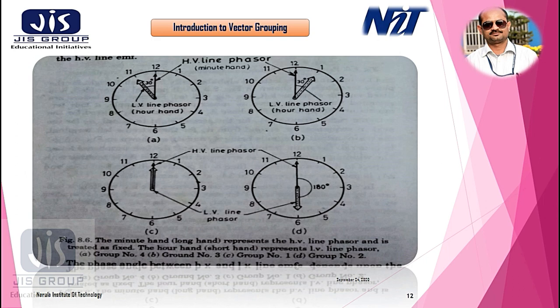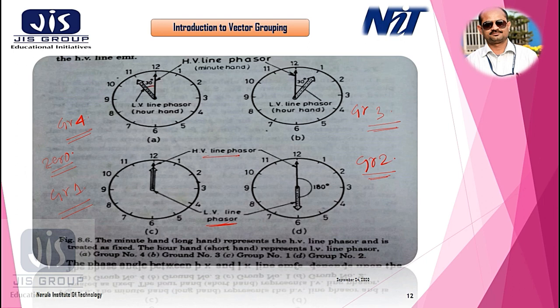So this is group number 4, this is group number 3, this is group number 1, and this is group number 2. So in group number 1, both the minute hand and hour hand coincide with each other. That means high voltage line phasor and low voltage line phasor coincide with each other. So there is no angle between them. So it is a zero phase displacement position.